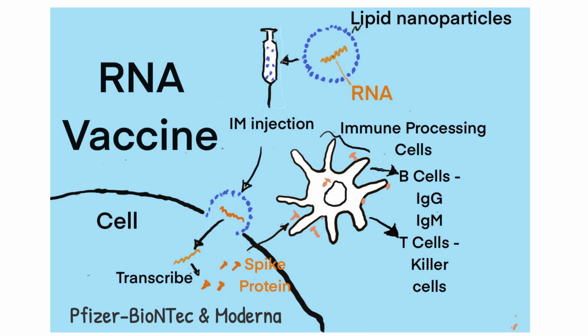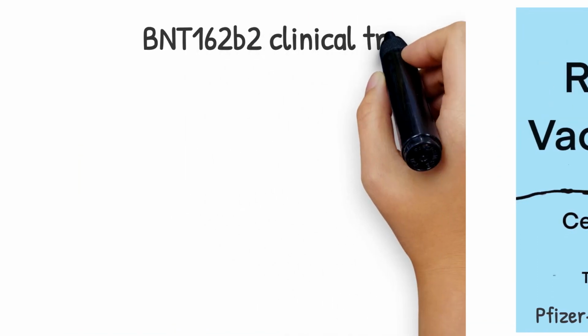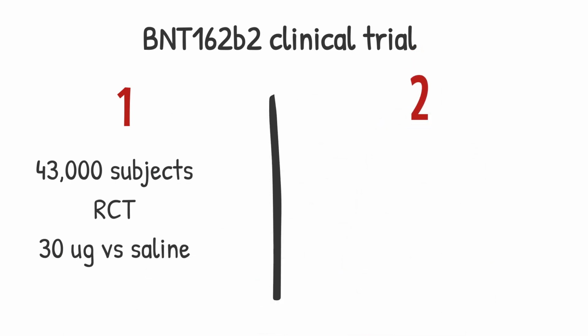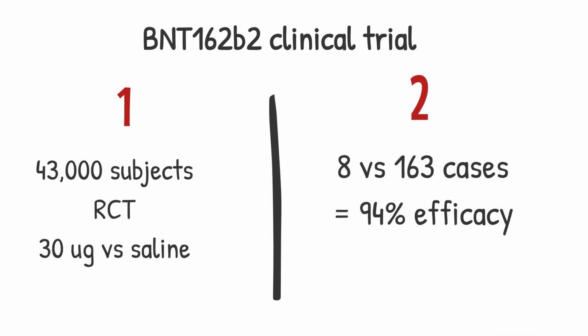The Pfizer BioNTech vaccine is called BNT162b2. A randomized clinical trial, RCT, consisting of 43,000 subjects compared 30 micrograms of vaccine to control subjects injected with saline. Of the half who received the vaccine, 8 developed COVID-19, while 163 in the saline or control group became infected. This represents a 94% efficacy.